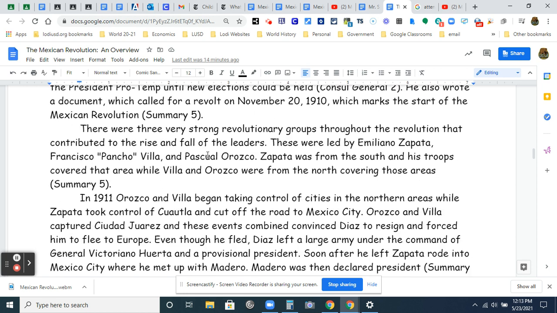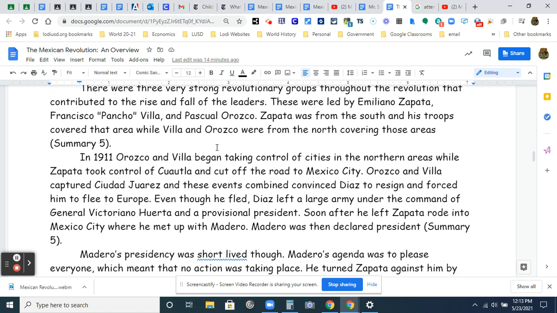There were three very strong revolutionary groups throughout the revolution that contributed to the rise and fall of the leaders. These were led by Emiliano Zapata, Francisco Pancho Villa, and Pascual Orozco. Zapata was from the south, and his troops covered that area, while Villa and Orozco were from the north, covering those areas.